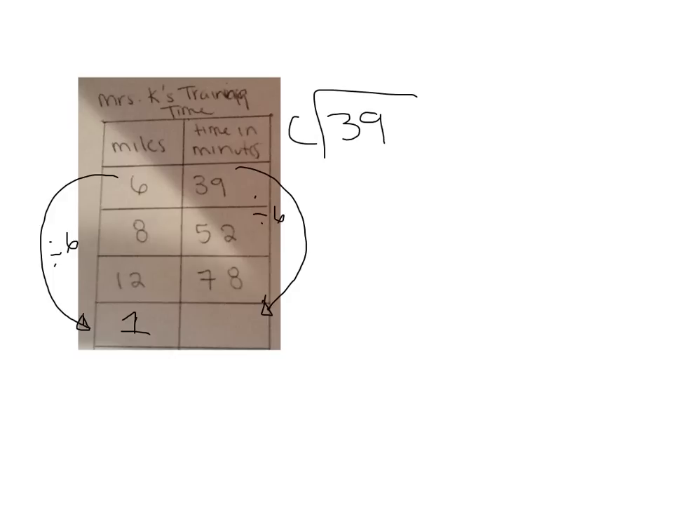So I can use any part on my table, but I just like to go with the smallest number first. I want to go from 6 to 1. And in order to do that, I would have to divide that number by 6. So I also would need to divide my 39 by 6. Now that one's not as easy because 39 is not easily divisible by 6, but I can still divide that. Now 6 will go into 39 6 times, but that's not even. 6 times 6 is just 36.